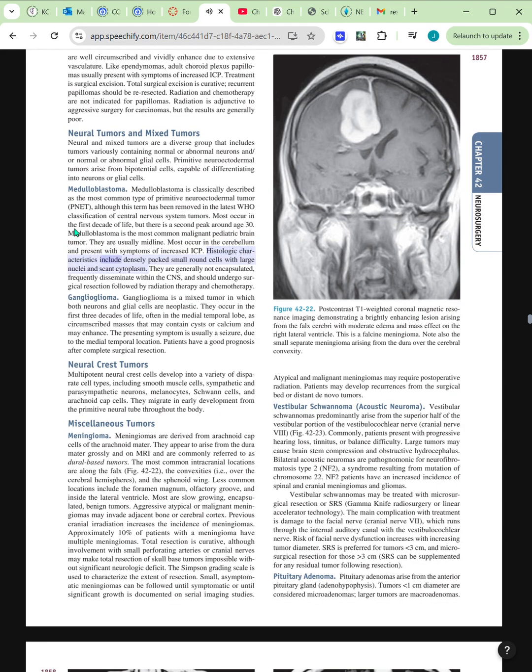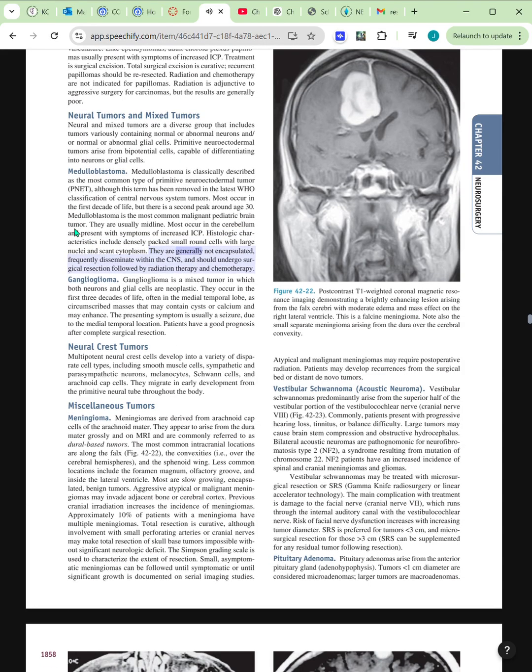Histologic characteristics include densely packed small round cells with large nuclei and scant cytoplasm. They are generally not encapsulated, frequently disseminate within the CNS, and should undergo surgical resection followed by radiation therapy and chemotherapy.